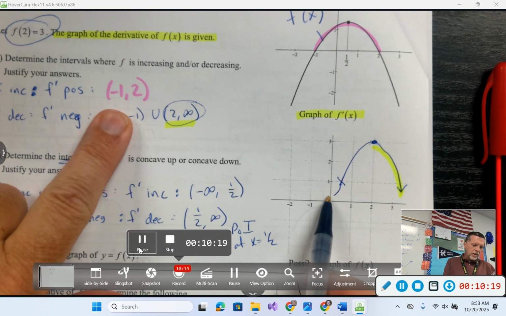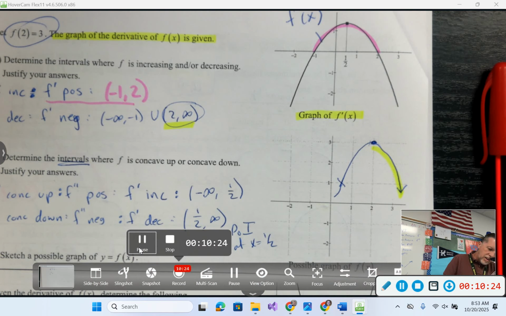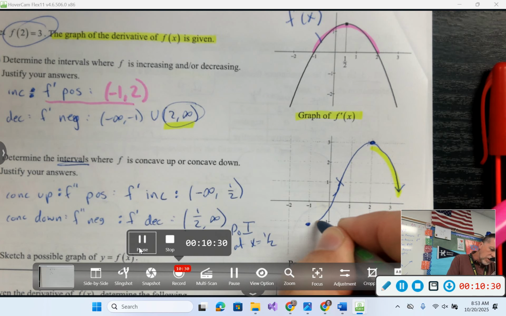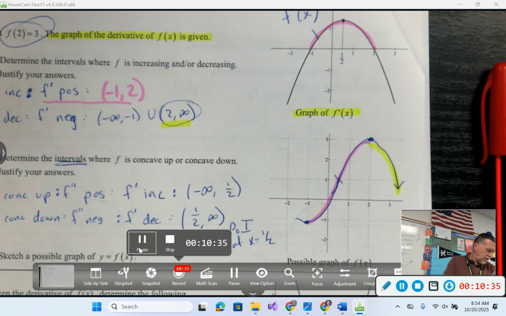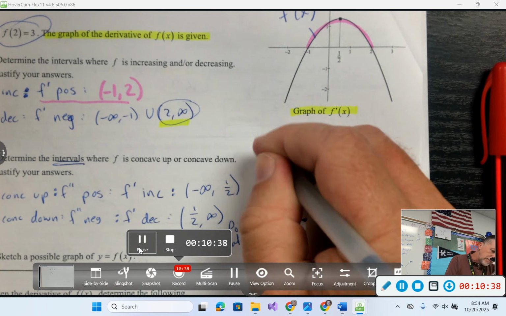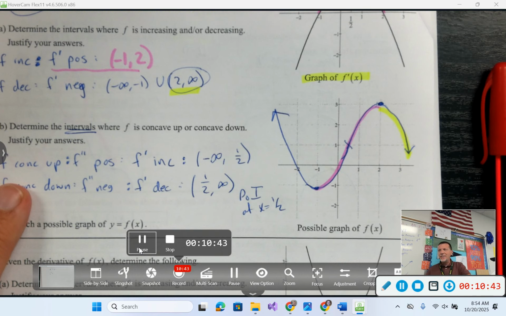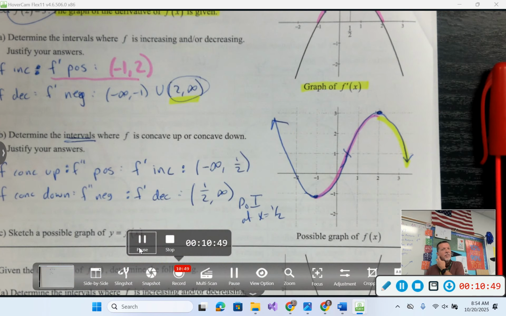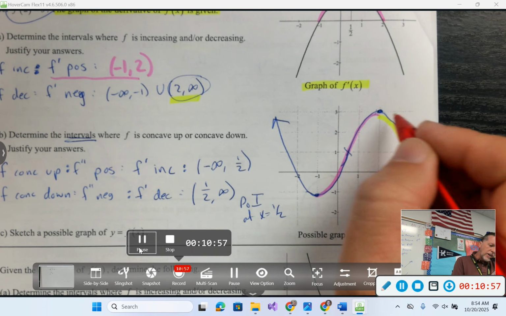And this still matches with f prime is positive from -1 to 2, so something like that. That's the trickiest thing we do in my mind in this unit, is taking a graph of f prime and drawing a graph of f. And it said possible because we don't know exactly where these points are or how steep this graph is.